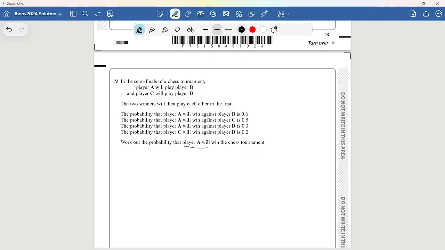For A to win the entire tournament, it has to win 3 games. So let's try to understand the anatomy of this game. Player A will play player B. So we have 3 games: Game 1, Game 2, and Game 3.